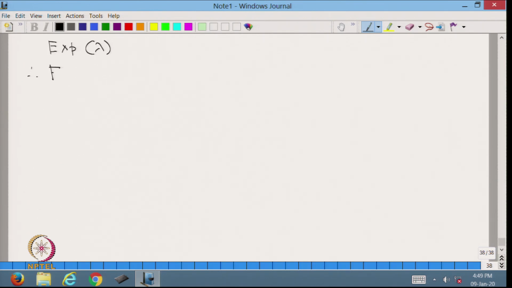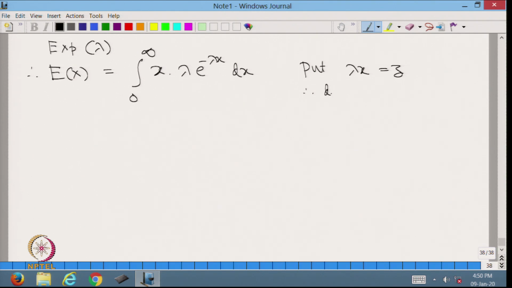Therefore, expected value of x is going to be, in a similar way, integral 0 to infinity x lambda e to the power minus lambda x dx. Put lambda x equal to z. Therefore, dz is equal to lambda dx, or dx is equal to dz upon lambda.